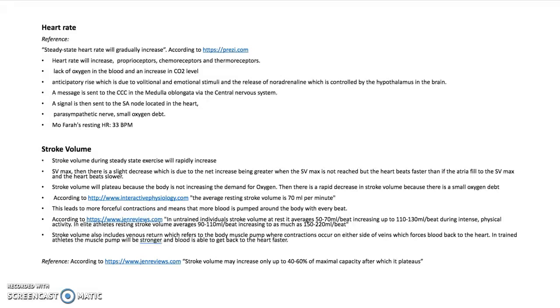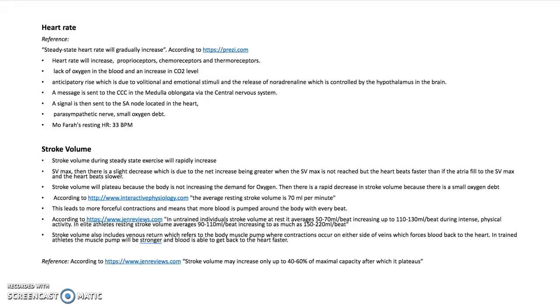According to interactivephysiology.com, the average resting stroke volume is 70 milliliters per minute. However, the stroke volume can vary between different people. For example, an elite athlete will have a higher stroke volume.